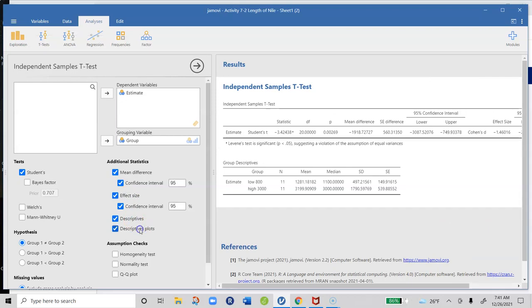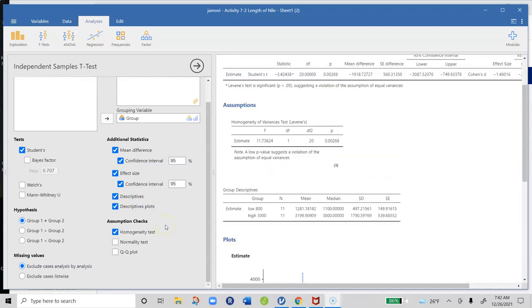descriptives, and descriptive plots. Now, before we interpret any of these statistics, we first need to look at this homogeneity test. This is a test of the assumption of homogeneity of variance. Right? And what that test is looking at is the two standard deviations between the two groups. Right? One assumption of the independent t-test is that those two standard deviations are both estimating the same population parameter. Right? Because later to do the statistics, the computer is pooling them or averaging those two standard deviations. That really only makes sense if they're actually estimating that same population value.